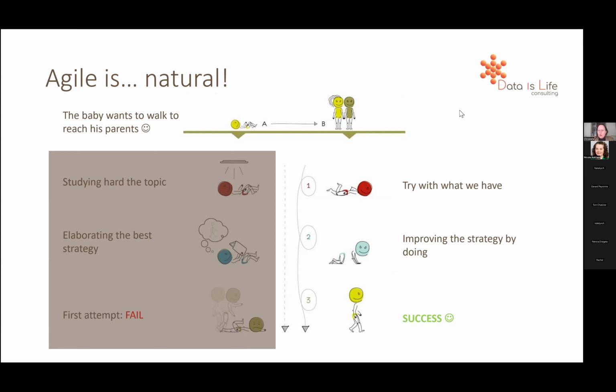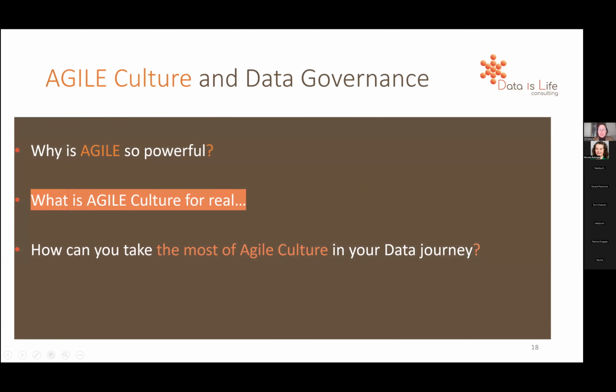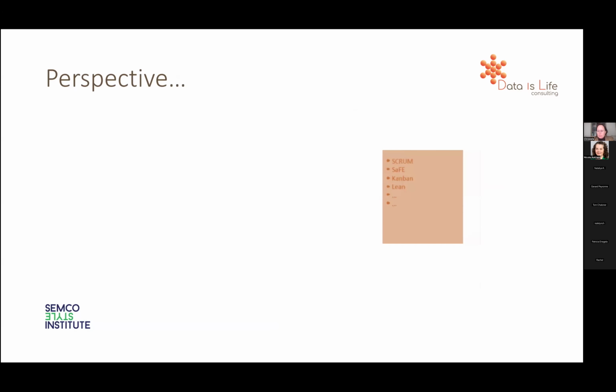So let's go to the next one. What is agile culture for real? I want to share some perspectives that maybe you have not seen everywhere. So, the perspectives of the methodologies I was mentioning before: Scrum, SAFe in Agile project management, Kanban or Lean, that we see more in operations, in supply chain, in production, and so on. There are several others. These are basically the methodologies.